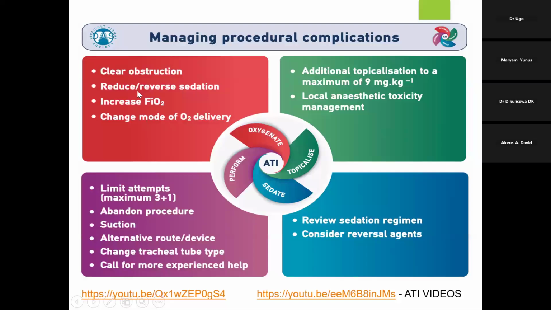Clear obstruction, reduce or reverse sedation if possible. You increase the FiO2 or you change your mode of O2 delivery in terms of oxygenation. Then for the performance, limit your attempts to 3+1. That means the first 3 will be by the first intubator and 1 by the second intubator. You must also consider if you need to abandon the procedure, suction, and alternative routes, and maybe you should change the tracheal tube or call for more experienced help.